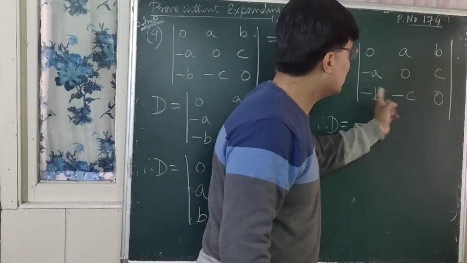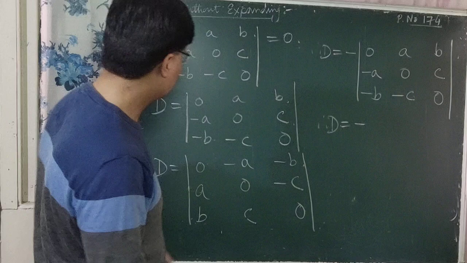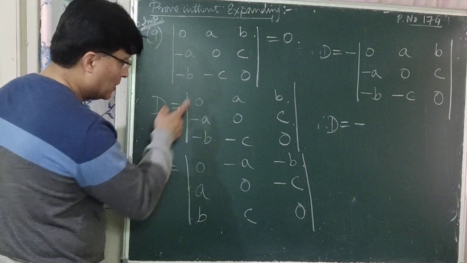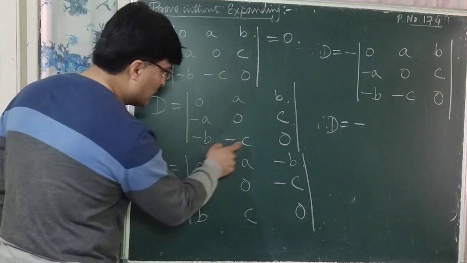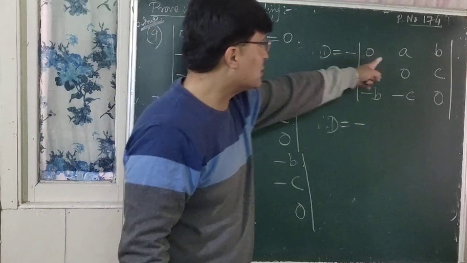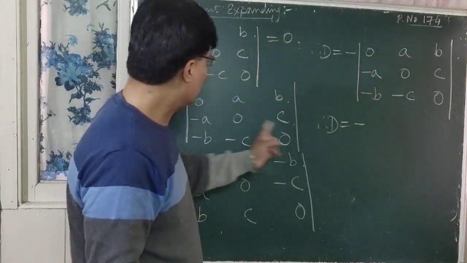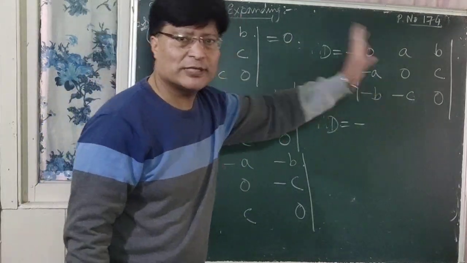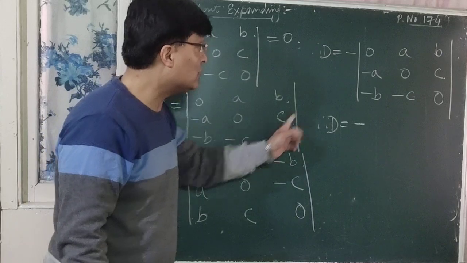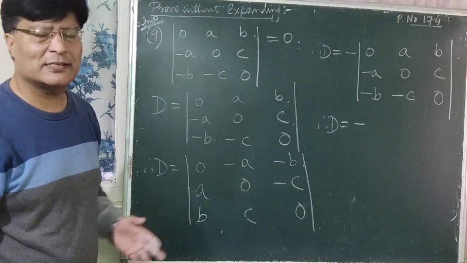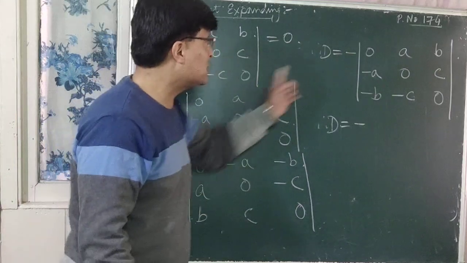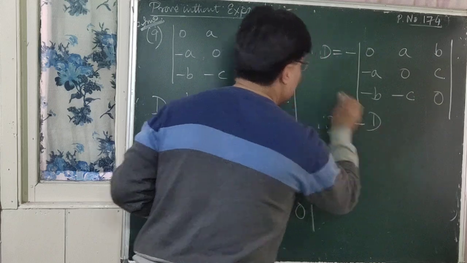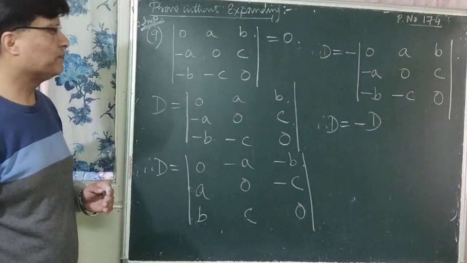What can you write for this determinant? Actually this is determinant D, isn't it? We had assumed 0, A, B, minus A, 0, C, minus B, minus C, 0 as D. There also the same determinant is there. Check these two determinants. 0, A, B, there is also 0, A, B as the first row. Minus A, 0, C, there is also minus A, 0, C as the second row. Minus B, minus C, 0, this is also minus B, minus C, 0 as the third row. Right? So the same determinant is there, isn't it? So instead of this determinant, we can write D. That is minus D. Okay?